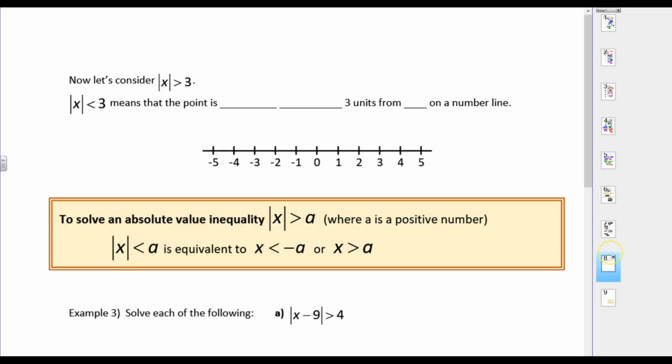So moving right along, let's take a look at another section now. Now let's consider the absolute value of x is greater than 3.